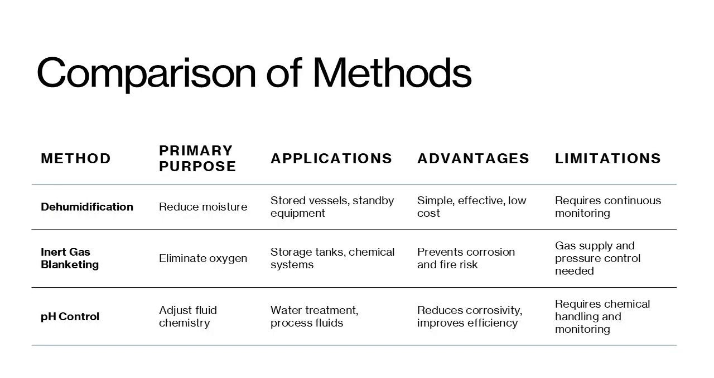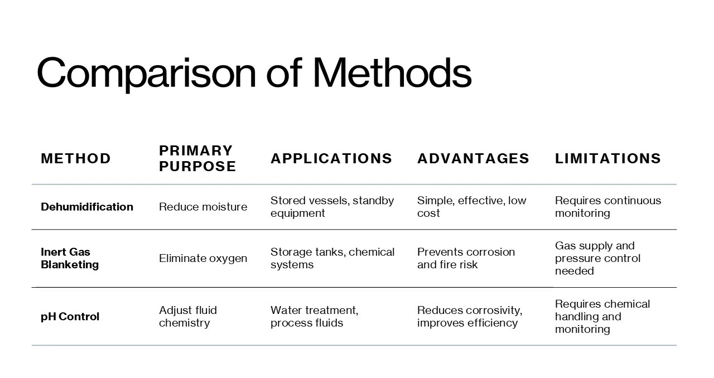Each environmental control method offers unique advantages and is suited to specific applications. Dehumidification is ideal for equipment in storage or standby, providing a simple and effective way to prevent moisture-induced corrosion. Inert gas blanketing excels in systems where oxygen elimination is critical, such as chemical storage tanks, offering dual benefits of corrosion prevention and fire safety. pH control is indispensable in processes involving fluid circulation, ensuring chemical stability and minimizing corrosive effects.